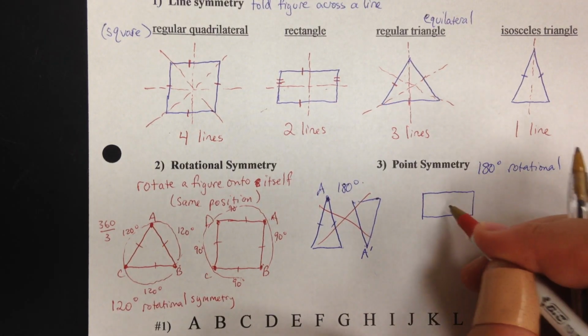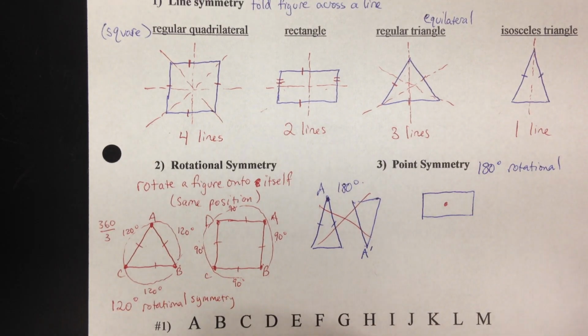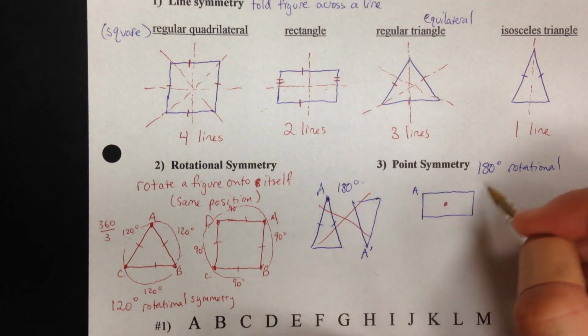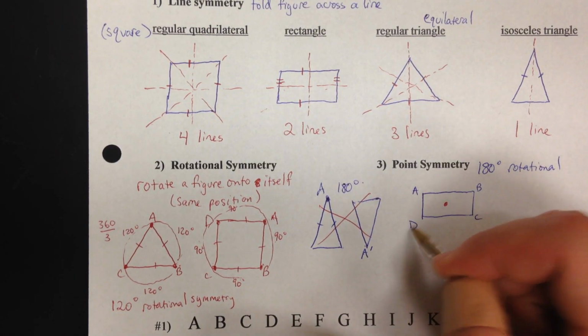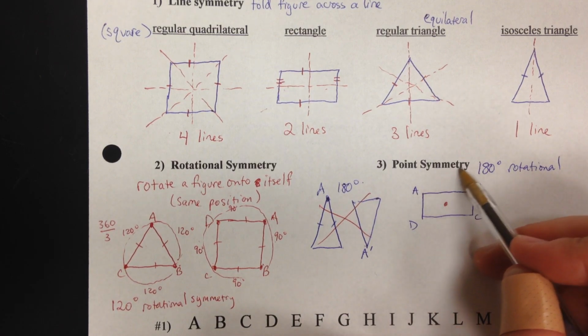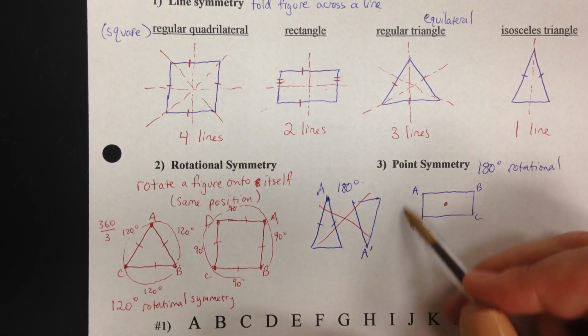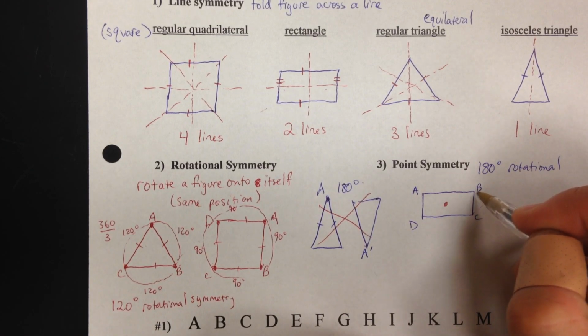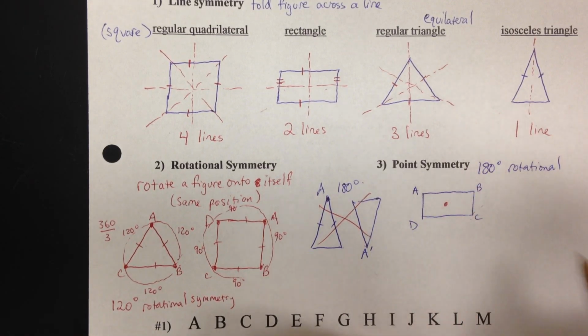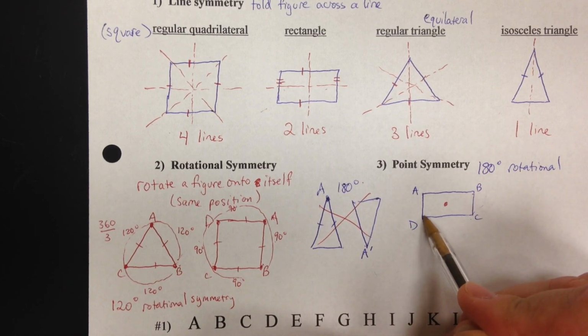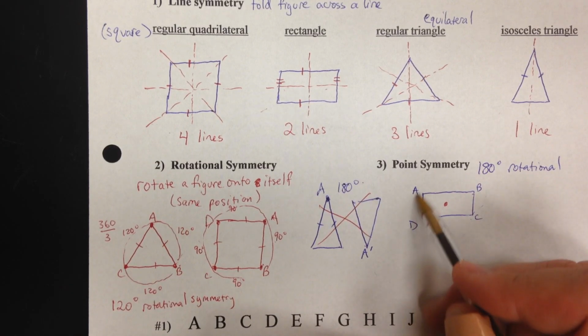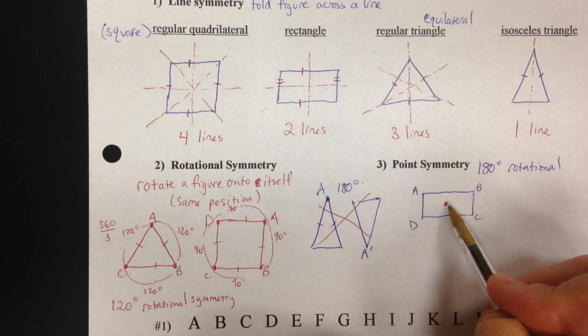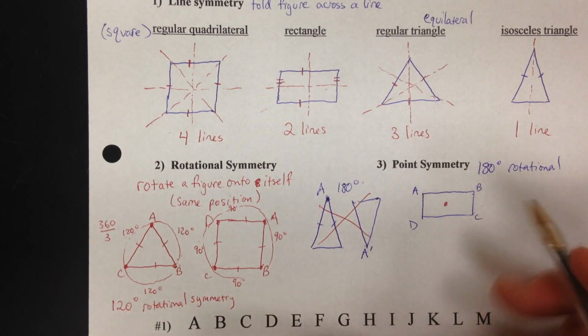and we decide to spin it around this point right here, if we spin it 180, then A would go to C and C would go to A. It would go halfway. Okay, imagine a circle. It would go halfway around. B would spin to D, that's 180 degrees. D would spin to B. So a rectangle has rotational symmetry.